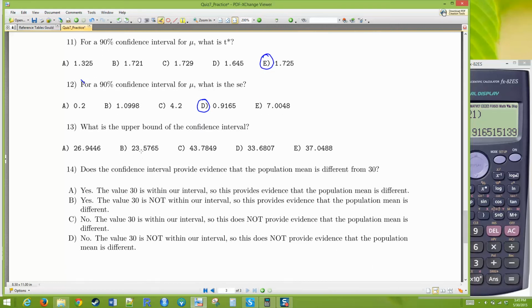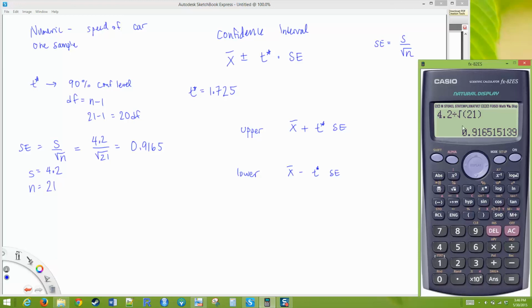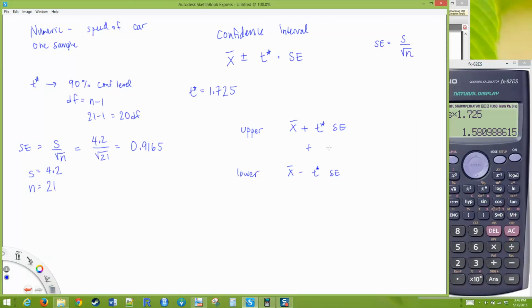Number 13 asks, what is the upper bound of the confidence interval? Okay, so our confidence interval will have an upper and a lower bound. The upper is x bar plus t star times the standard error, and the lower bound is x bar minus t star times our standard error. We've already calculated our standard error, 4.2 divided by the square root of 21. So I'm going to multiply that by t star, which we've established as 1.725. I get t star times the standard error to be 1.58098. So I'm just going to round off to 1.581.